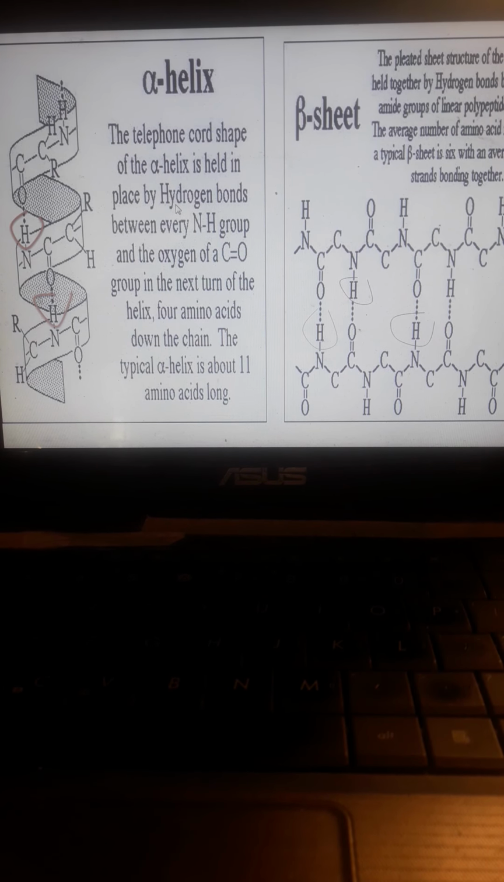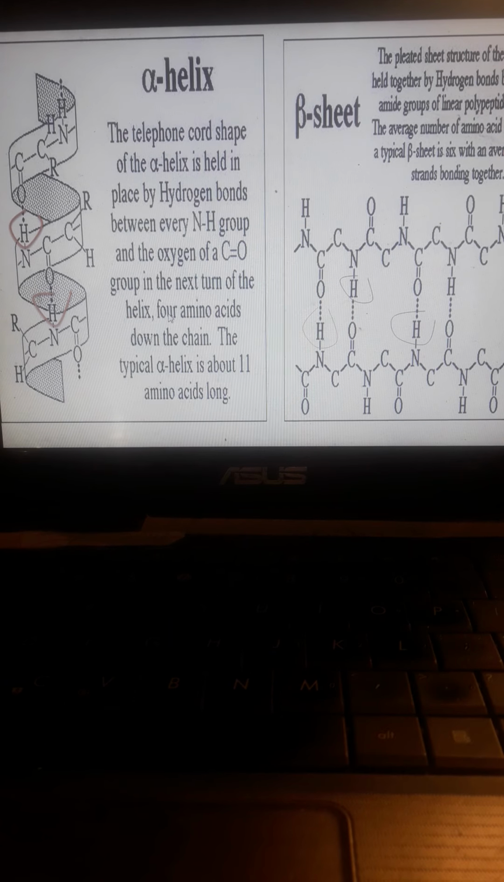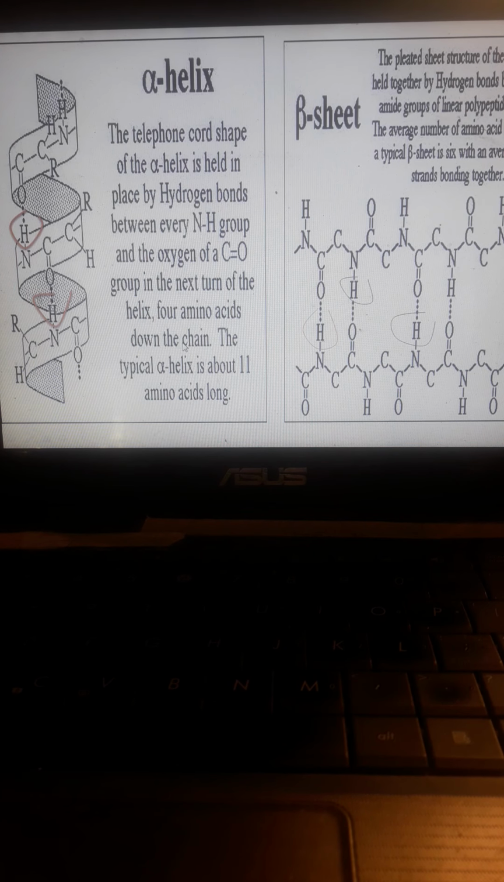Alpha helix is held by hydrogen bond between NH group, okay, or the amino group, and then we have the carboxyl group, okay, that is the bonding group in the next turn of the helix, 4 amino acids down the chain. So the typical alpha amino helix is about 11 amino acids long. So this is 11 amino acids long, almost the maximum.